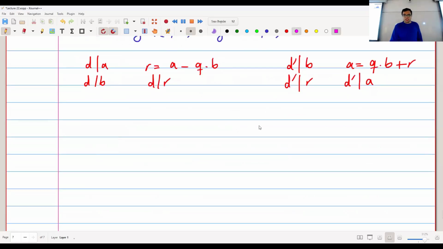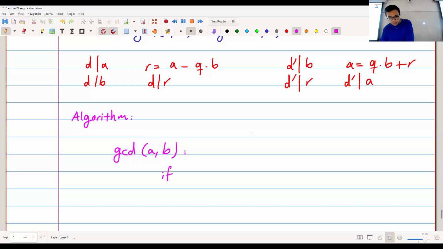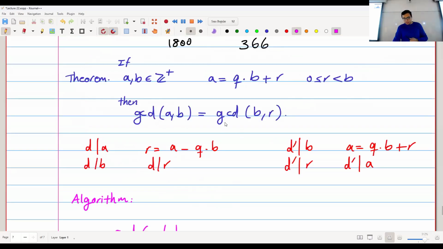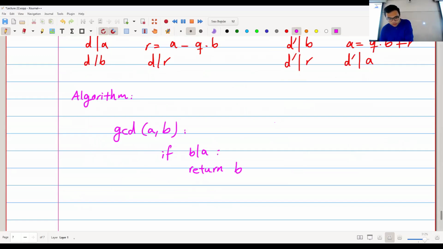Okay, so this gives me a very simple algorithm, and this is the Euclidean algorithm. So let's say I want to compute GCD of A and B. I just check, is A a multiple of B? If A is a multiple of B, then the GCD is just B, right? So I say if B divides A, if A is a multiple of B, then return B. Otherwise, I know that the GCD of A, B is the same as GCD of B, R. Okay, so let Q and R be such that A is Q times B plus R, I just say return the GCD of B and R.